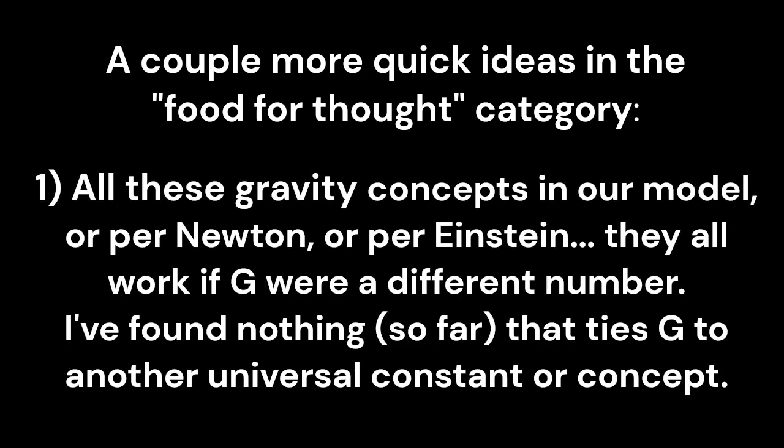Now for a couple more quick ideas in the food for thought category. First of all, these gravity concepts in our model, in Newton's model, Einstein's model, they all work if G were a different number. Newton's big G, the universal gravitational constant. I found nothing in my model that ties G to any other universal constant or concept. Gravity would be greater or lesser, but everything would work the same way.